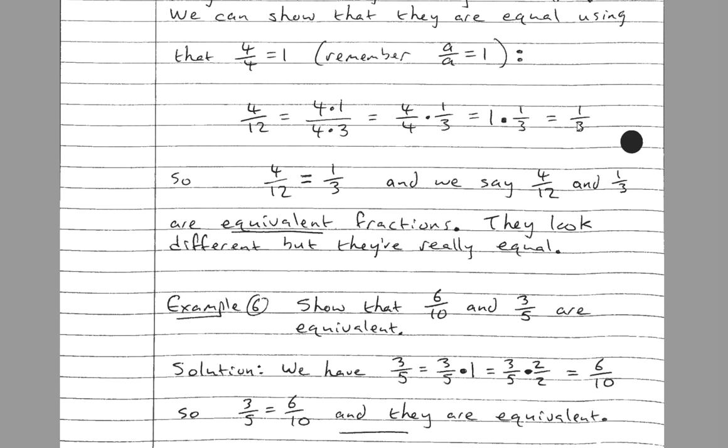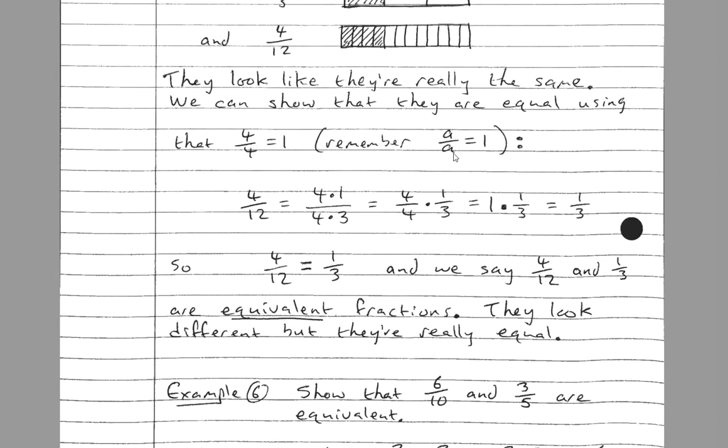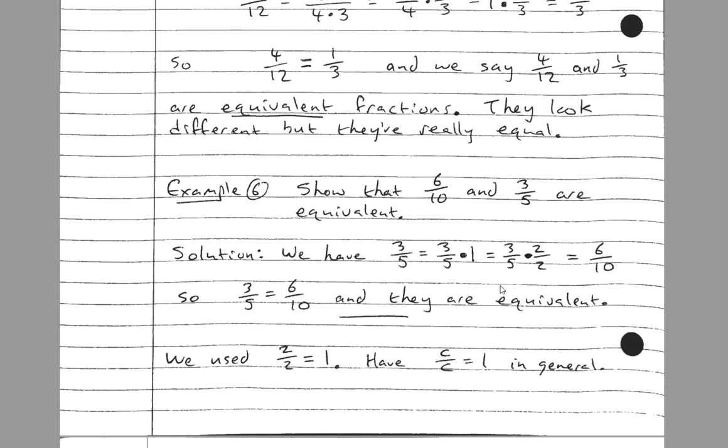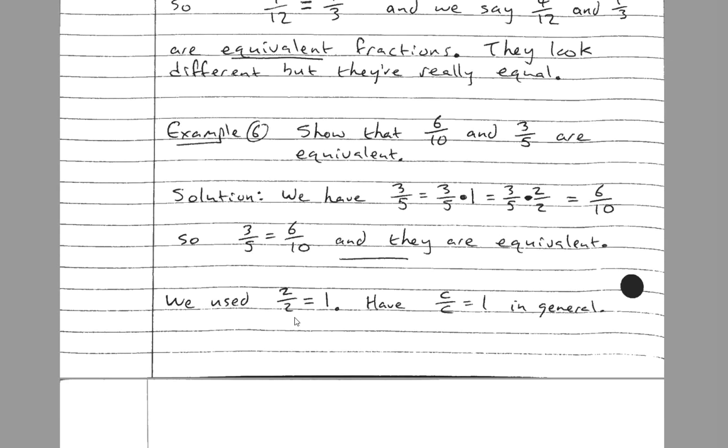Okay, so we went in the other direction, but it's the same logic. If you multiply anything by 1, it stays the same, but we can make 1 look different using this idea. So here 2 over 2 is equal to 1. In general, A over A or C over C is equal to 1 for any integer C, well, any positive integer C.